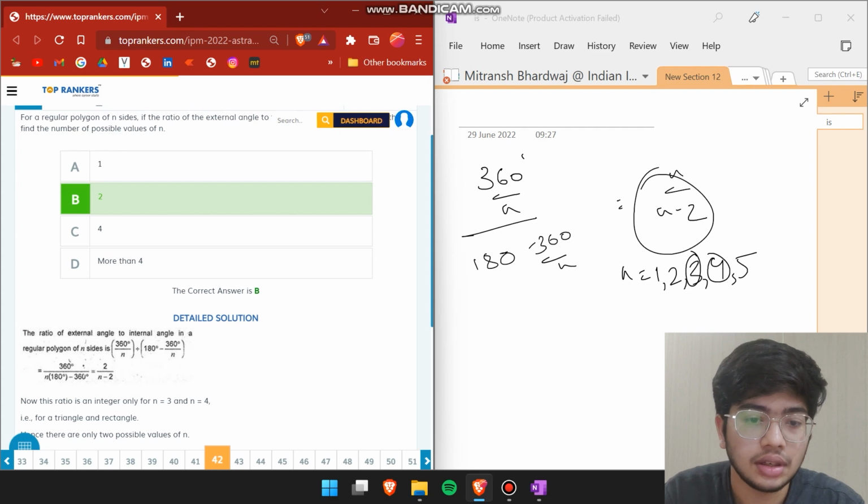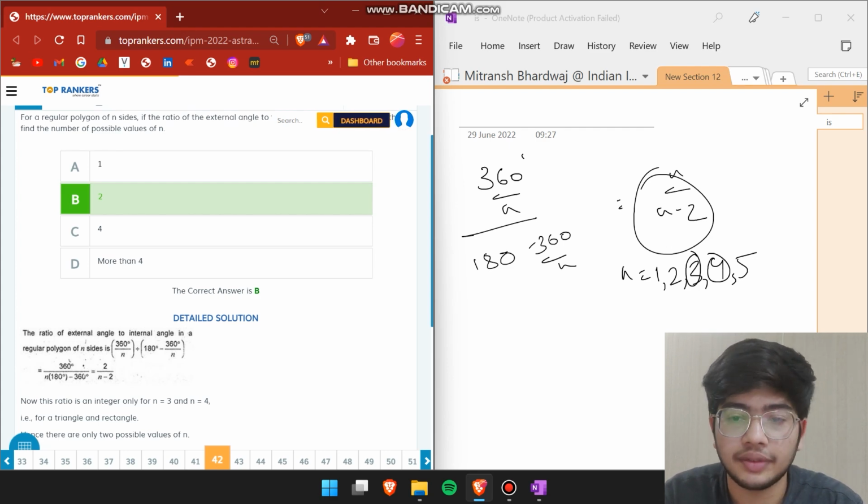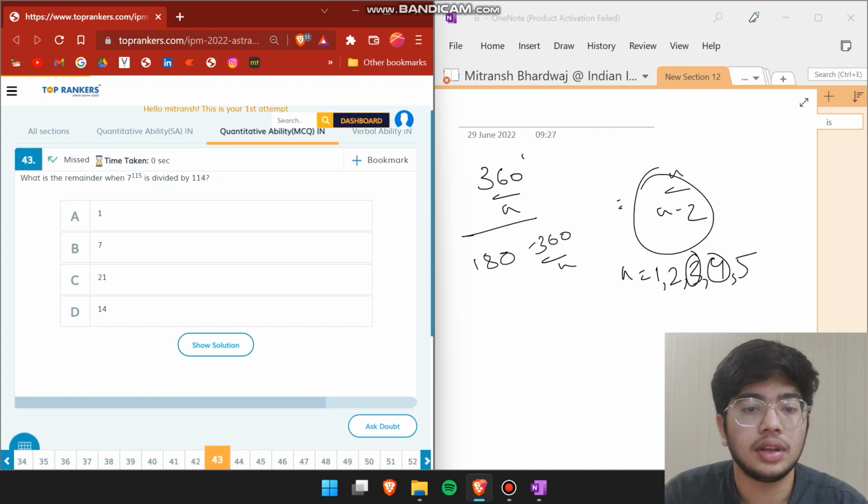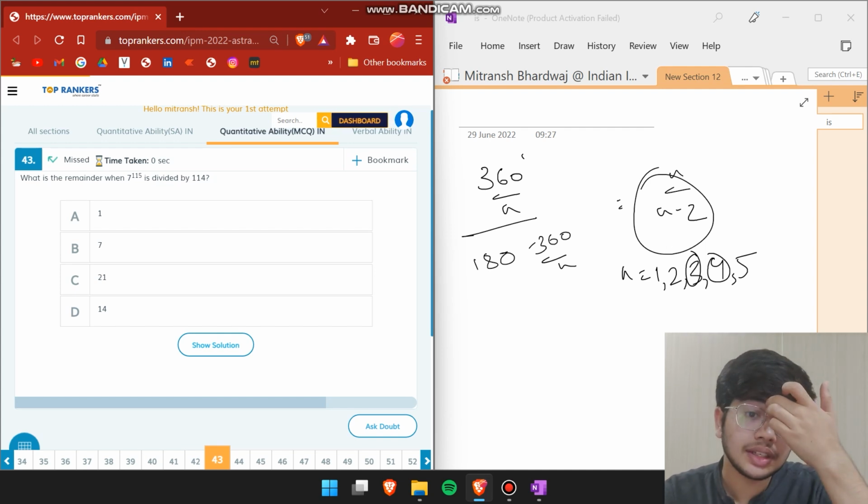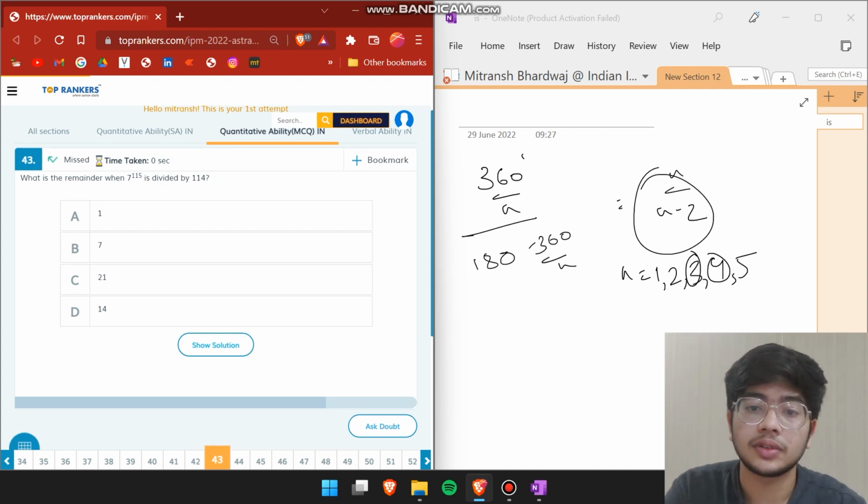Exactly this answer. We have just divided these two and we have gotten the answer. Okay, next. What is the remainder when 7 to the power 115 is divided by 114?